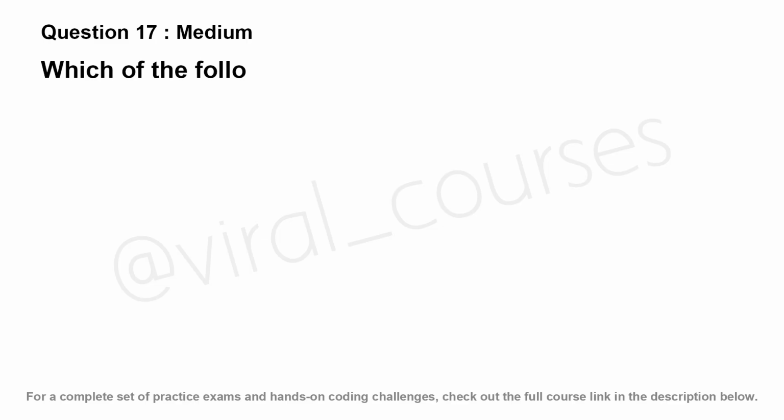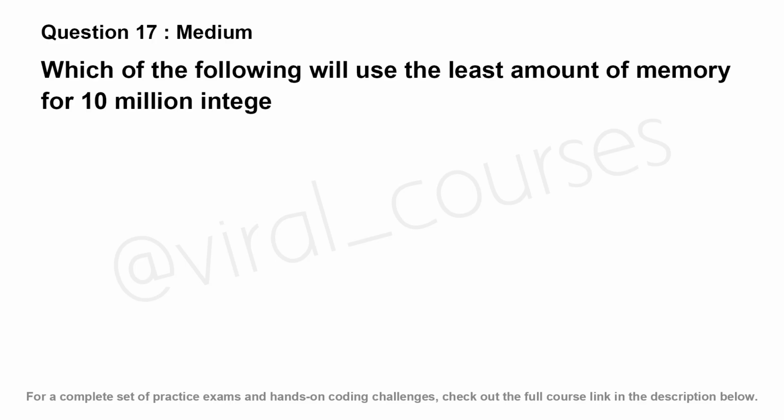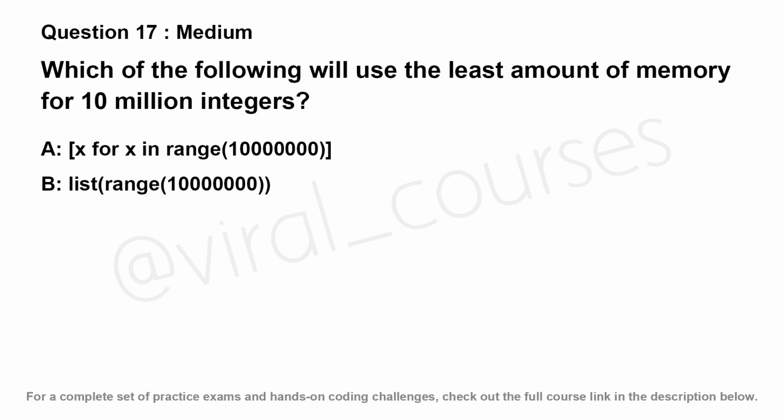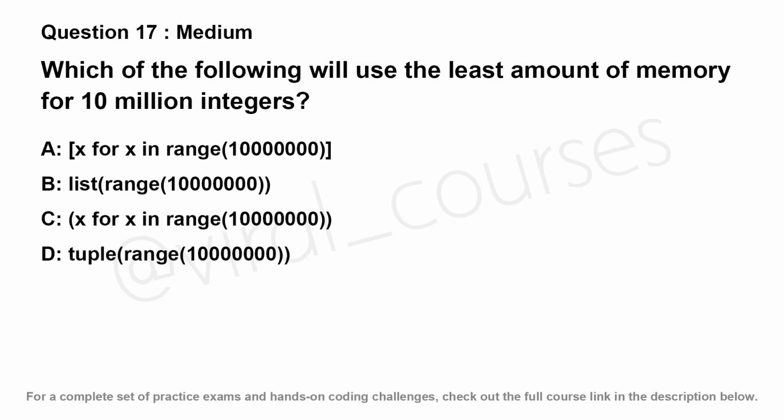Which of the following will use the least amount of memory for 10 million integers? Option A. x for x in range(10 million). Option B. list(range(10 million)). Option C. (x for x in range(10 million)). Option D. tuple(range(10 million)).